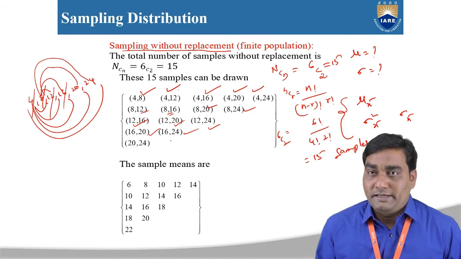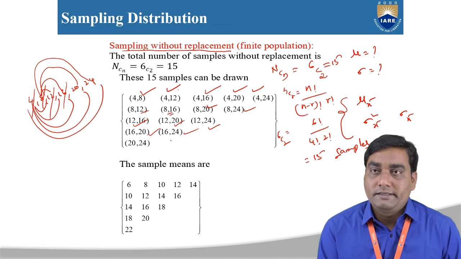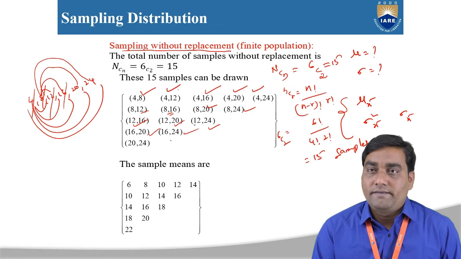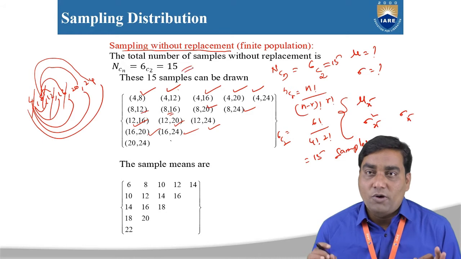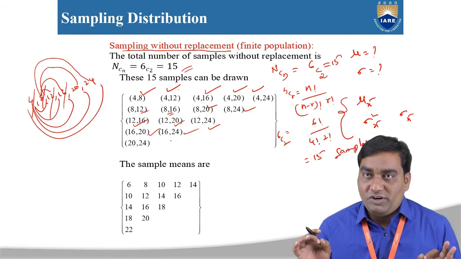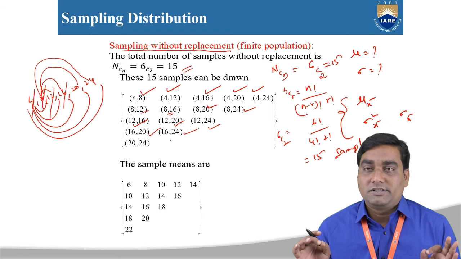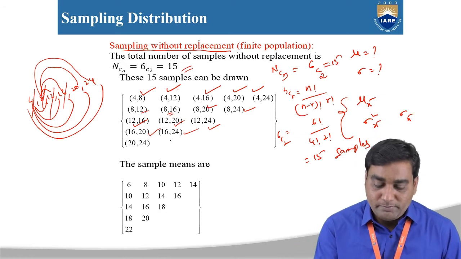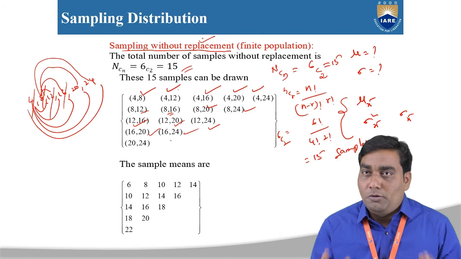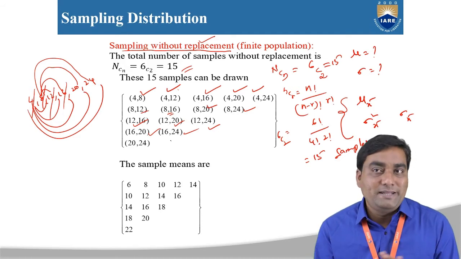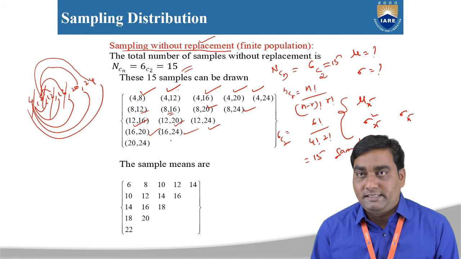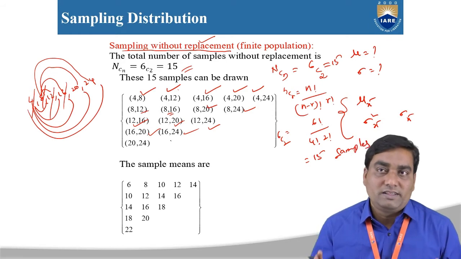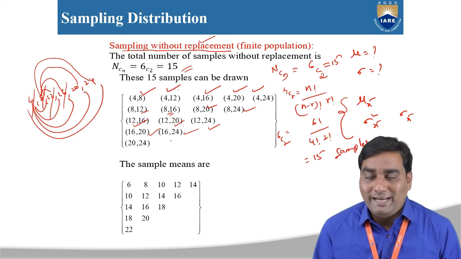Totally how many samples? 1, 2, 3, 4, 5, 6, 7, 8, 9, 10, 11, 12, 13, 14, 15. Totally 15 samples we have drawn from the population size 6 with the sample size 2 in the without replacement case. In case the problem consists of with replacement, the number of samples will be changed. But if the problem consists of without replacement, we choose only NCn samples.